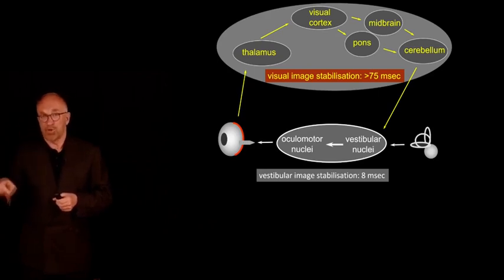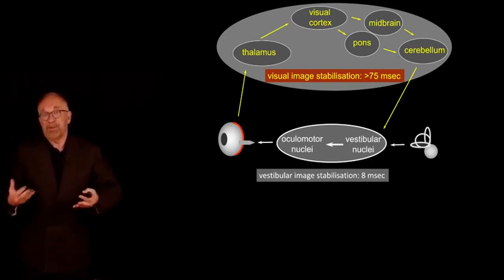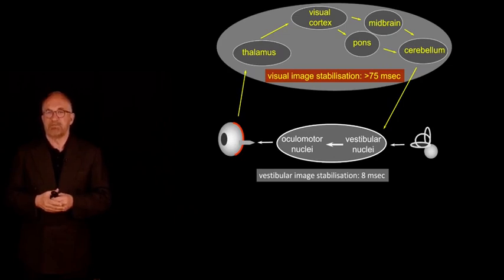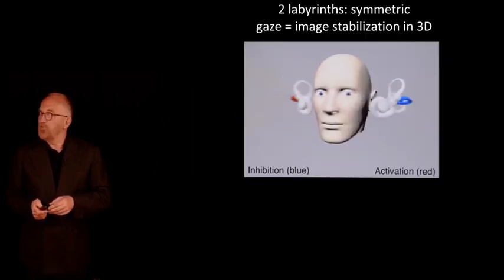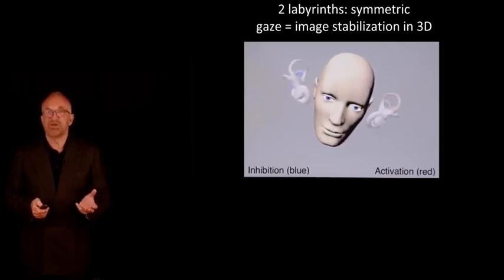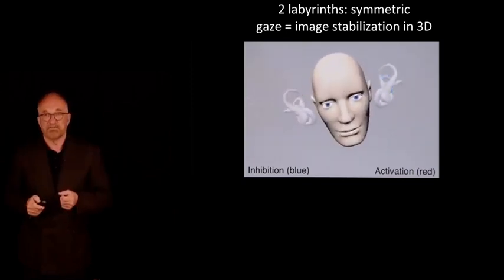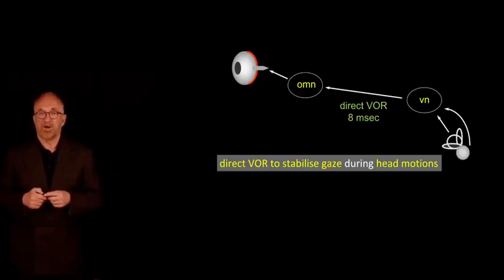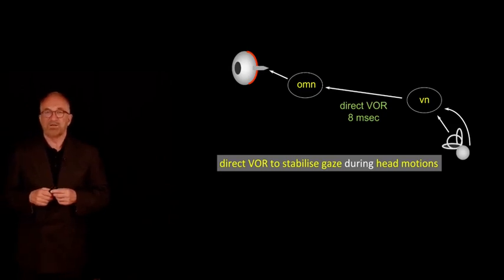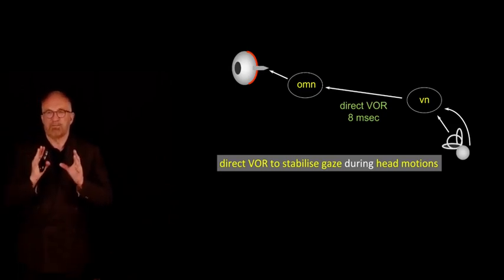That cortical pathway takes about 75 milliseconds of latency, 10 times slower than the vestibular reflex. Again, this shows you that there's no way that visual eye movement, smooth pursuit, can replace the vestibular system. It's too fast for the visual system. So when you move your head, you get this image stabilization in 3D, thanks to the canals, the utriculus and the sacculus. So you have this direct pathway of 8 milliseconds, but now there is a fundamental problem.